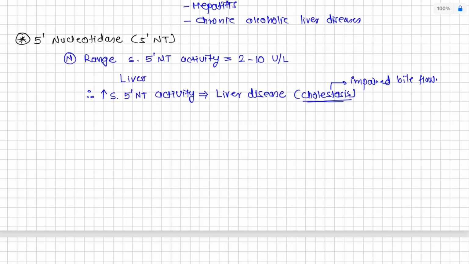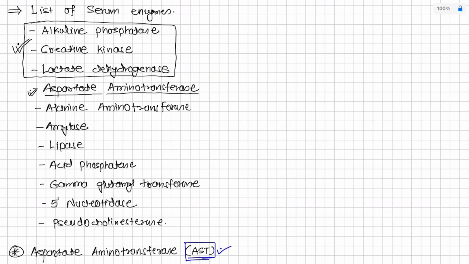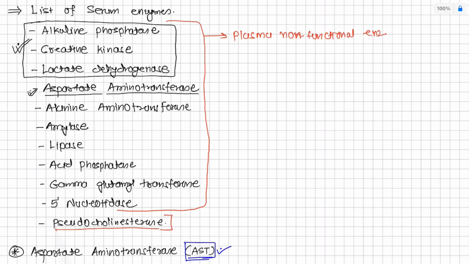And finally, the last enzyme on the list is pseudocholinesterase, and this is the most unique enzyme of this entire video. Now, to understand its uniqueness, let's revisit our list of enzymes. All enzymes in this list except pseudocholinesterase are plasma non-functional enzymes, whereas pseudocholinesterase is a plasma functional enzyme.